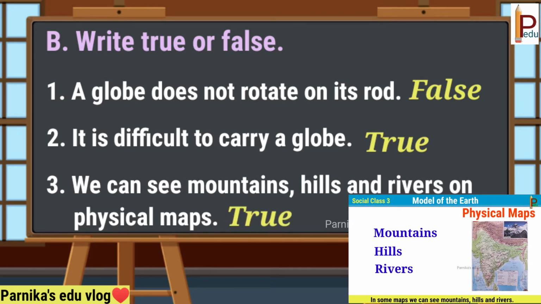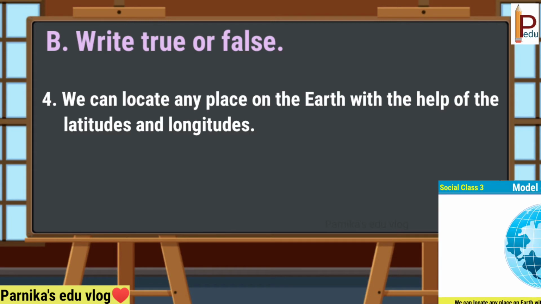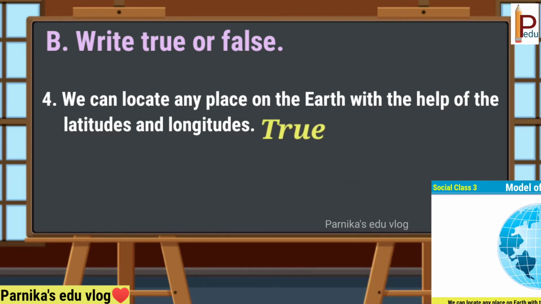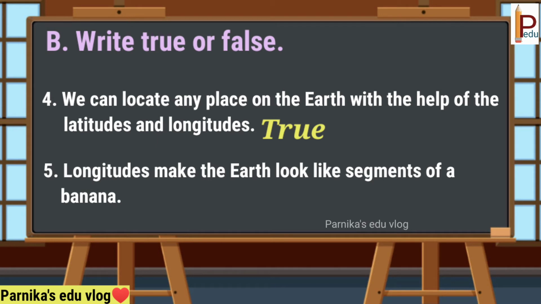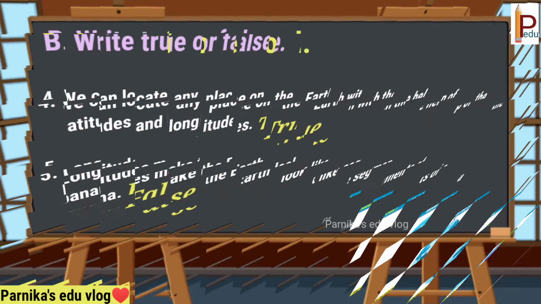Third one, we can see mountains, hills and rivers on physical maps. Yes, it is true. Fourth one, we can locate any place on the earth with the help of the latitudes and longitudes. Yes, it is true. Fifth, longitudes make the earth look like segments of banana. It is a false statement.